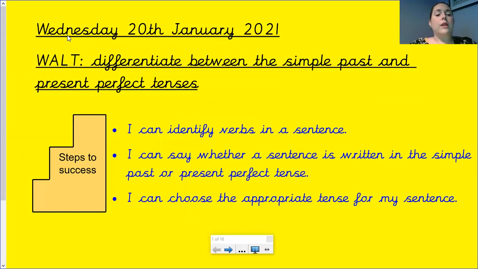Let's start by looking at our steps to success for today. As long as you can do these three things by the end of our lesson, you will have achieved your learning objective for today. Number one is identify verbs in a sentence. Number two is say whether a sentence is written in the simple past or the present perfect tense. And number three is choose the appropriate tense for a sentence that you are writing.